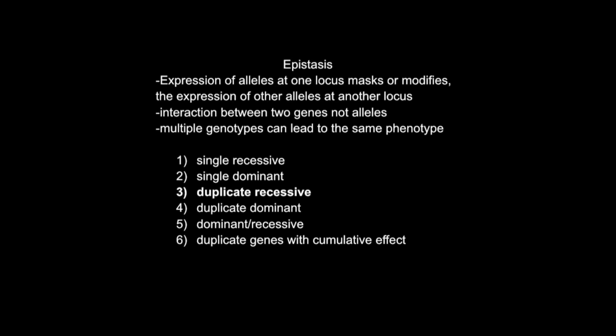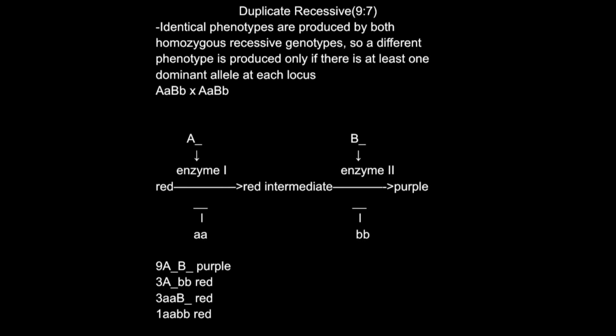Today, I'm going to show you an example of duplicate recessive. Duplicate recessive epistasis is when identical phenotypes are produced by both the homozygous recessive genotypes. So a different phenotype is produced only if there is at least one dominant allele at each locus.